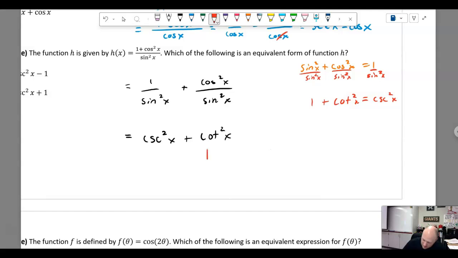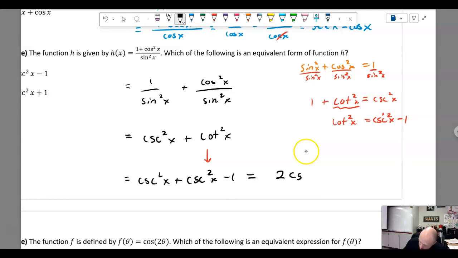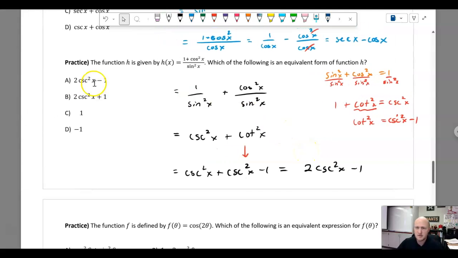So I really want to sub this out. I want to take out cotangent. So here's cotangent. I want that isolated. So this is cotangent squared of x equals cosecant squared of x minus 1. So we're just going to swap that out. So we get cosecant squared of x plus cosecant squared of x minus 1 gives us 2 cosecant squared of x minus 1. And that is our answer, A. So hopefully you got A on that one.